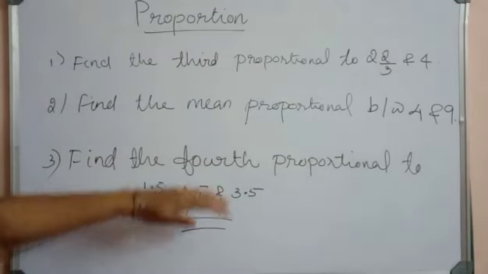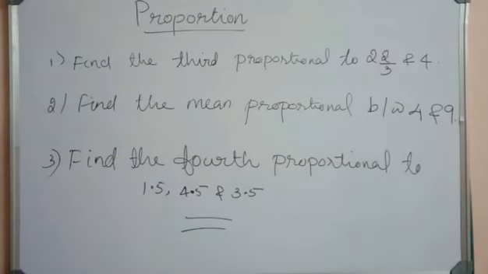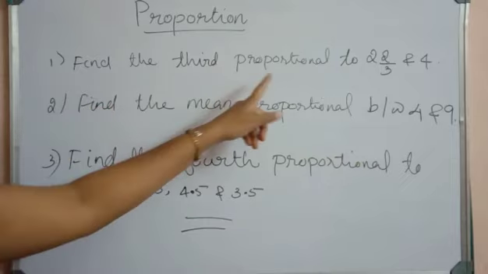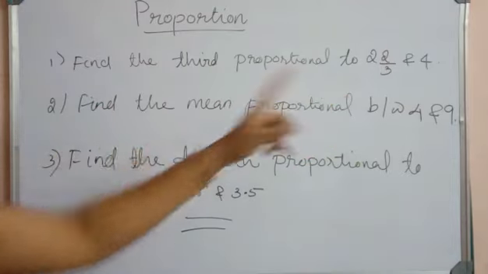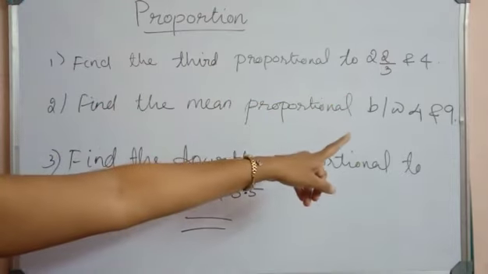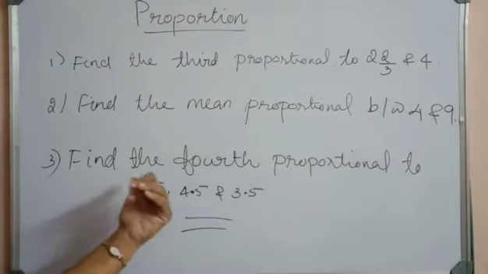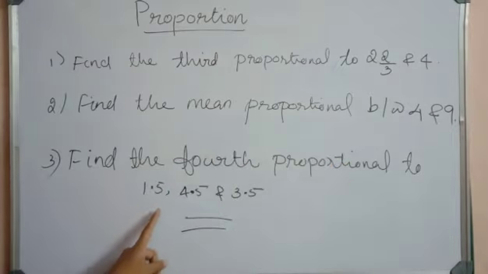Now these questions are for you. You can solve them and let me know the answer. The first one is find the third proportional to 2, 2 by 3 and 4. Find the mean proportional between 4 and 9. And find the fourth proportional to 1.5, 4.5 and 3.5.